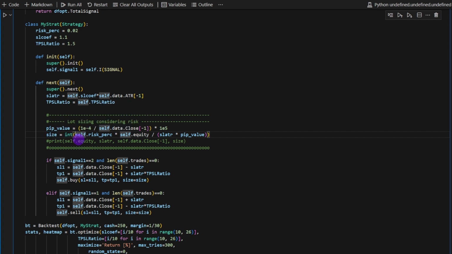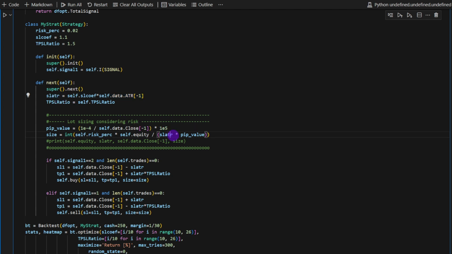So the size is equal to the risk percentage times the equity. So how much money I'm willing to put on the table. That's 2% in this case times the equity, how much money I have in my account. I'm risking 2% of my equity considering the stop loss ATR distance times the pip value. We called it stop loss ATR because it's ATR related. So we're fixing the stop loss distance as a coefficient times the ATR value of the current price. So this is why we called it stop loss ATR.